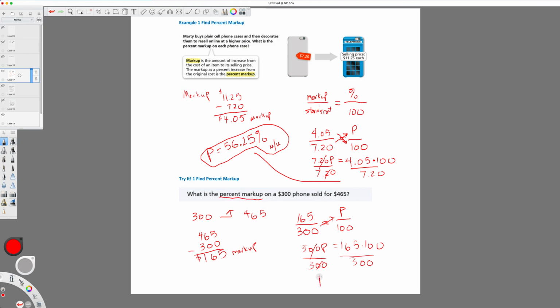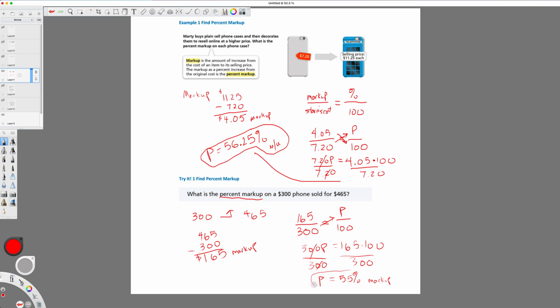One issue a lot of y'all were having is moving the decimal. So I guess using a proportion avoids that altogether. So maybe it's not so bad that I'm spending a little extra time doing a proportion. I'll never have to move a decimal doing it this way. So I took 165 times 100 divided by 300, and I got 55. And the meaning of that is there's 55% markup.